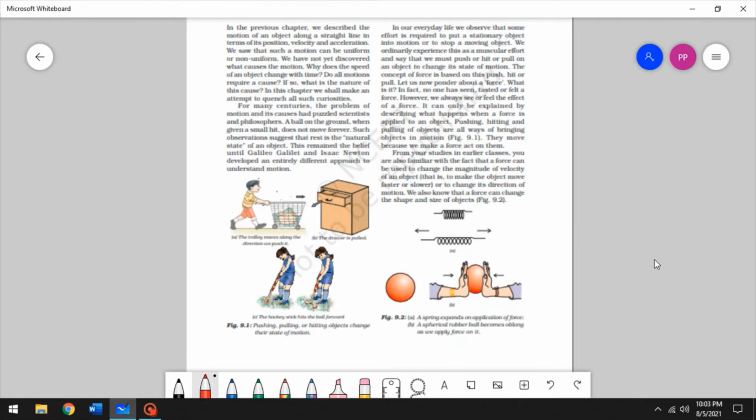Alright? So we have a boy who's pushing a shopping cart here. The cart is not moving by itself, right? So a force is moving it. And what is that force? The boy pushing it is the force. Alright? And this cart is moving in the direction in which the boy is pushing it.